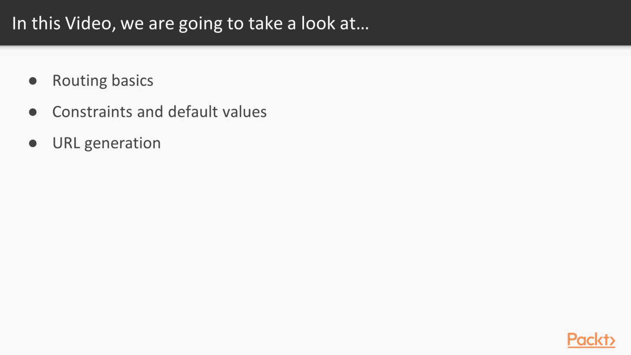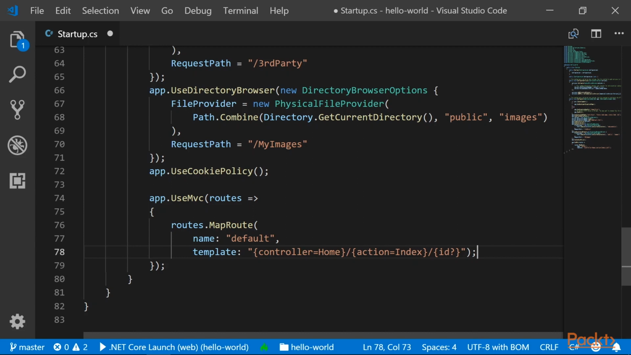So let's get started. The default route template, as seen here on line 78 of startup.cs in our Hello World app, is controller equals home slash action equals index slash nullable ID. This means that there is an index action within a file called homeController.cs. It knows this by convention: controller equals home defines a class called homeController, and on that homeController class is a method called index. This is called conventional routing. We will talk about attribute routing in the next video.